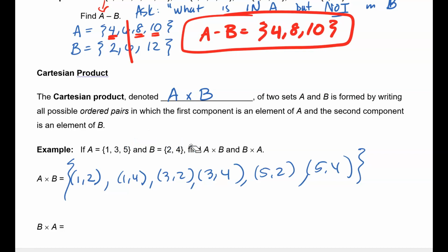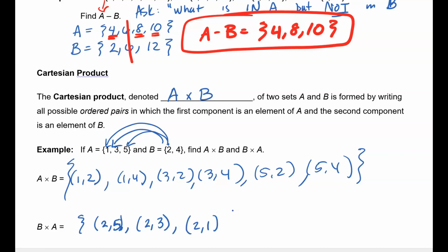When you do B times A, it's going to be the other way around. So you're going to start with an element of B. Let's start with 2, and it doesn't matter. You can start with 2 or 4. You'll get it right either way. You start with 2 and you match it up with all of the numbers in the other set. So we've got coordinate pairs 2, 5, 2, 3, and 2, 1. And then we're going to do 4, 5, 4, 3, 4, 1.